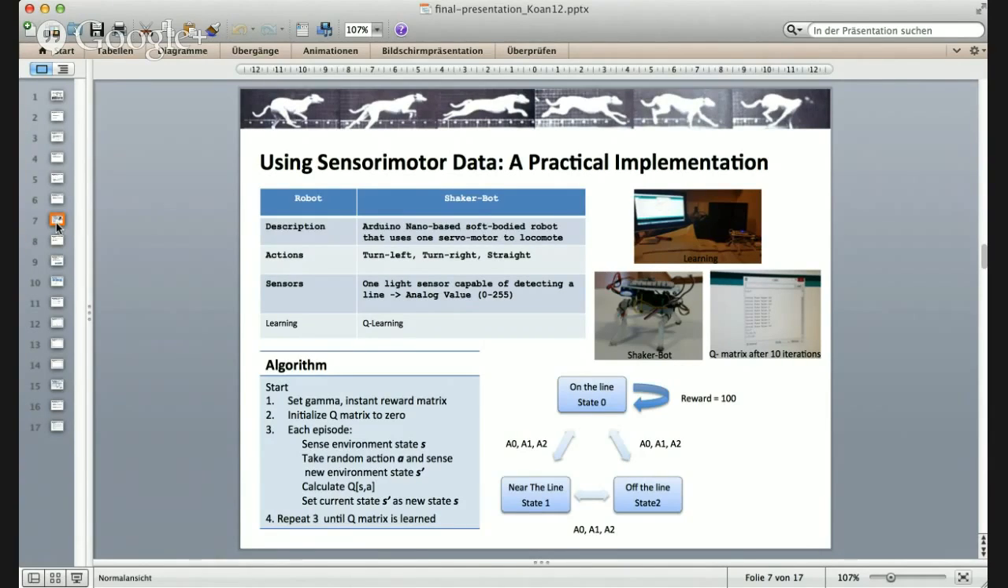So each episode was: first the movement was sensed, then there was a random action going right or left, then there was a new sensing of the environmental state, and the calculation of the distance to the preferred state was reinforced. By repeating this episode, it was possible that this little robot learned better to walk on the line.